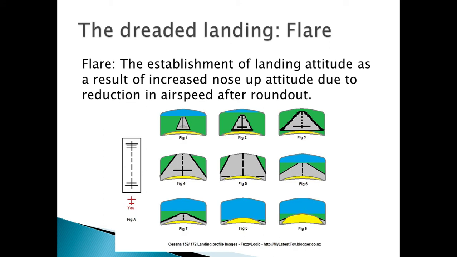And oh god, here's the second last section of the dreaded landing, the flare. The flare is basically the establishment of landing attitude as a result of increased nose up attitude due to reduction in airspeed after roundout. Now you remember during roundout, we have reduced power to flight idle. So the propeller is basically producing no thrust or power. So how would you maintain altitude?